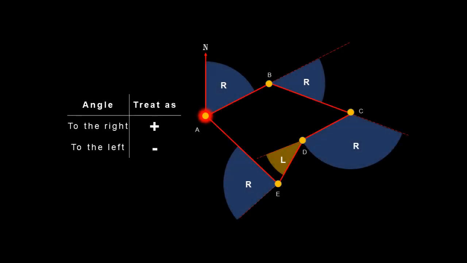Our previous example only showcased deflection angles to the right, but if we happen to encounter a traverse with a deflection angle to the left, just simply treat it as a negative value. So when you do the summation of all the deflection angles, then it should still be 360 degrees.